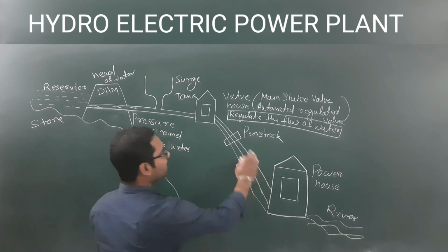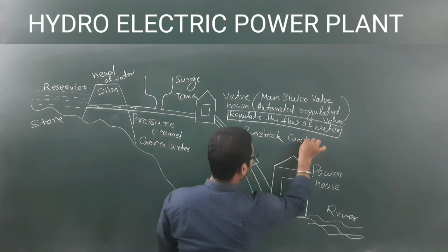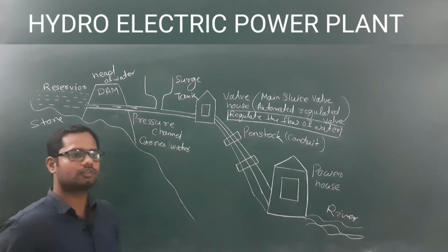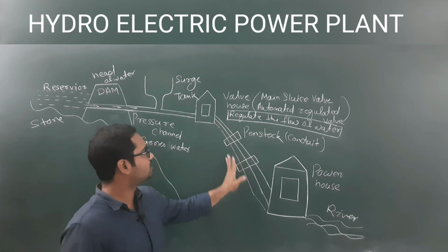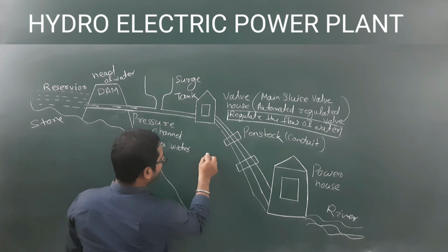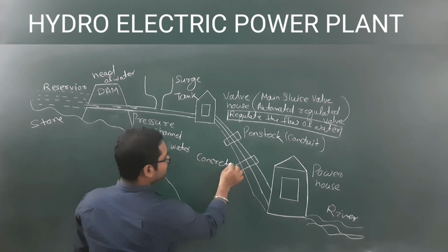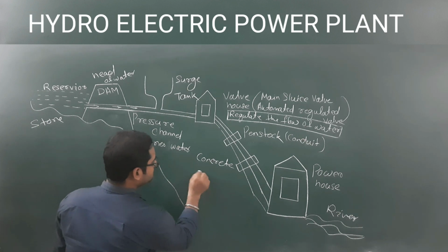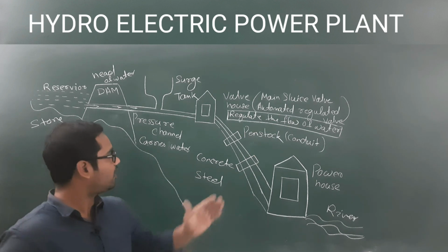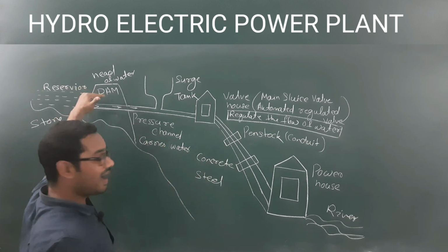Penstocks are called conduits. So what is the function of the conduit? Now these are normal pipes, but these pipes are made of concrete and steel. So you can find concrete penstock as well as steel penstock. The requirement of the penstock depends upon the height of the water.